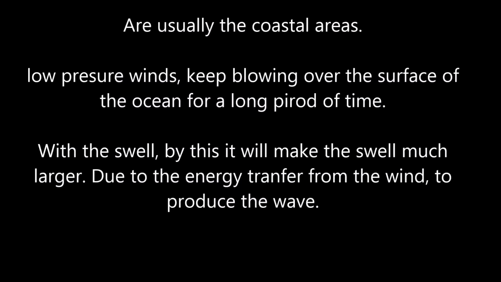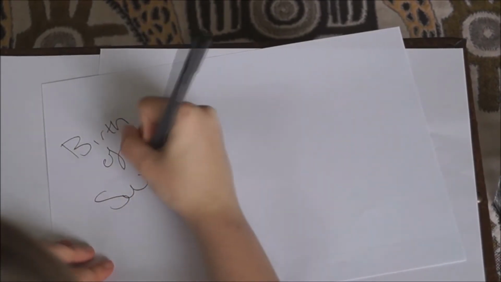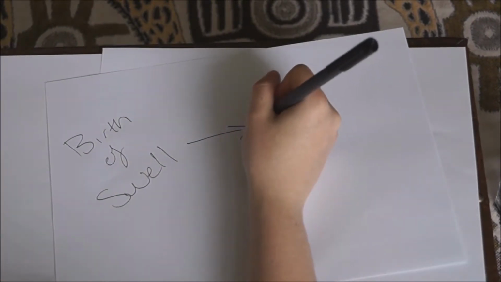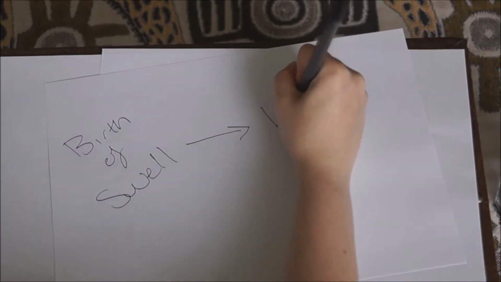Low pressure winds keep blowing over the surface of the ocean for a long period of time. With this, the swell will be bigger because the wind energy is being accumulated within the wave being produced. So how does an ocean wave get to be a surfing wave? Well, we've just described the birth of the swell, but there is a significant distance for waves to travel.